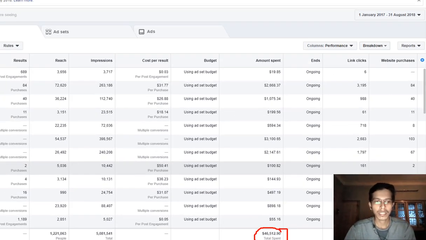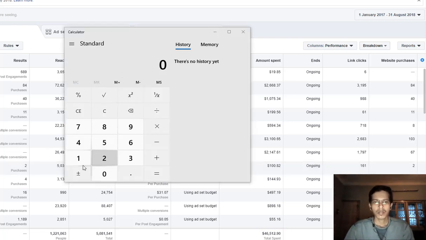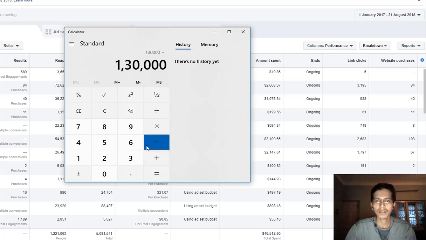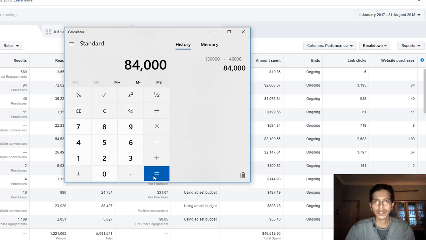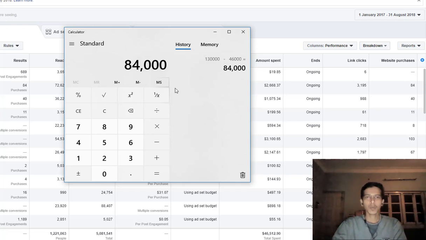I'll take my calculator and calculate for you guys how much it's making. $130,000, is it? Yep. And minus this one, 46. I'll round it off to 46,000. So this is around 84,000 in net profit. So you can understand the power of affiliate marketing. I'm going to teach you every single step you can take, and I hope you make this, and let's hope to succeed together.